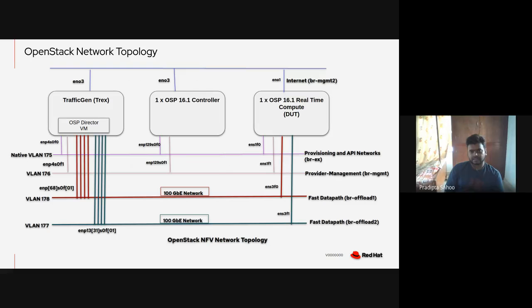This is the network topology of the OpenStack environment, where the thin layer mainly belongs to the control plane layer to interact with your internal APIs, storage management, and other management access. The thick layer of the network is mainly for the fast data path, which relies on the 100 GB network. And from the traffic generator side, we can share multiple PCI interfaces to achieve the 100 gig throughput for the DUT side.